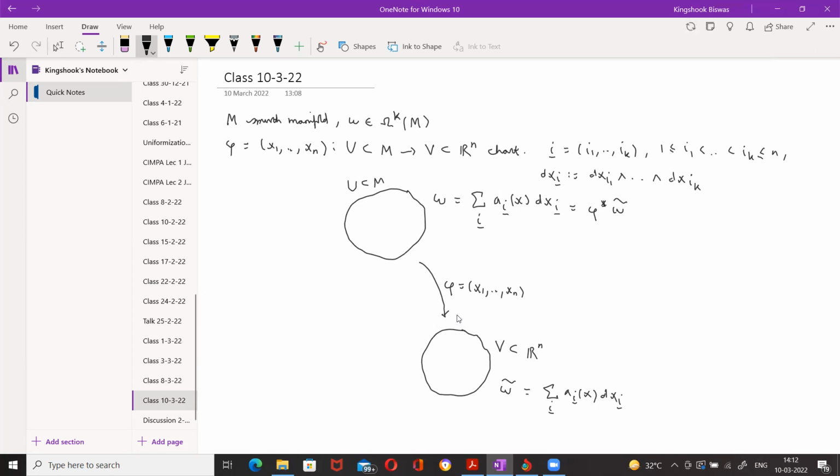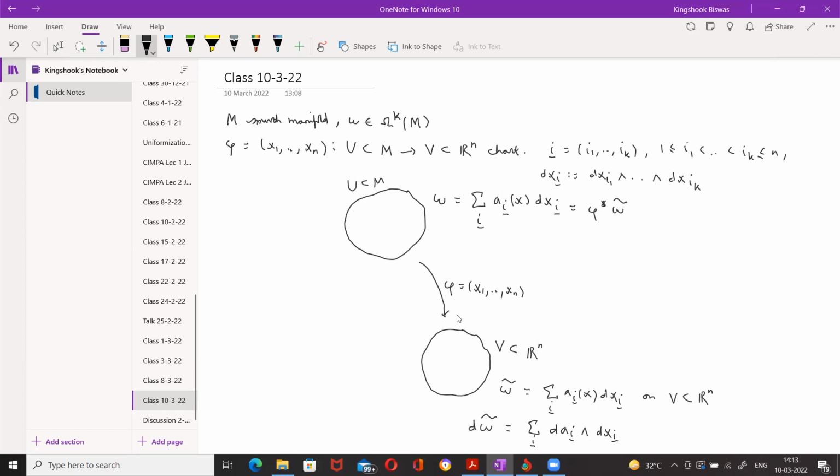Okay. Now in Rn we have this differential operator, the exterior derivative. So this omega tilde is a differential form on V in Rn. So here we have a k plus 1 form d omega tilde. This is defined to be the sum over I bar of d a_I bar wedge dx_I bar. Okay, so this will be a k plus 1 form. All right.